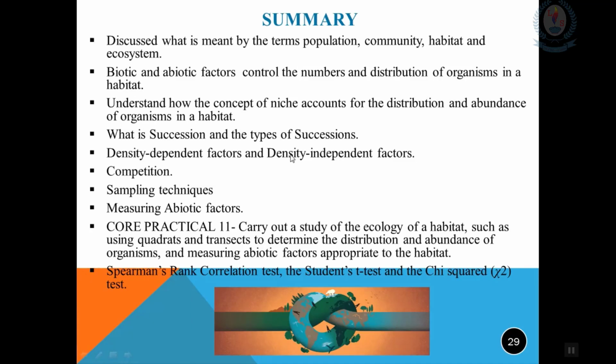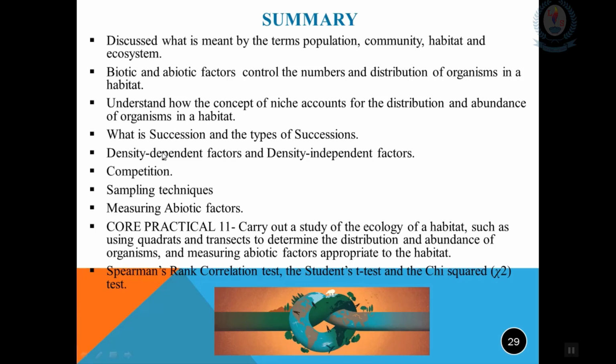Finally, we have come to the end of this lesson. In this lesson, we discussed what is meant by the terms population, community, habitat and ecosystem. And we discussed biotic and abiotic factors and how they control the distribution of organisms in a habitat. We understood how the concept of niche accounts for the distribution and abundance of a particular organism. We discussed succession and types of succession.